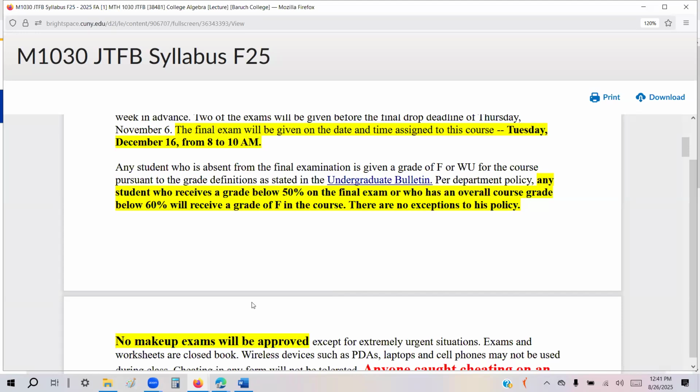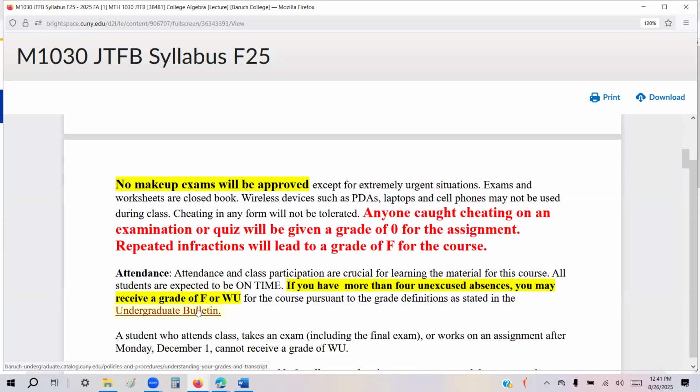Once you pass the final exam with at least 50%, then your course average has to be 60 or above. 60 means D and 70 means C, those things, okay? So to pass, two requirements: at least 50 in the final, and at least 60 in the class.